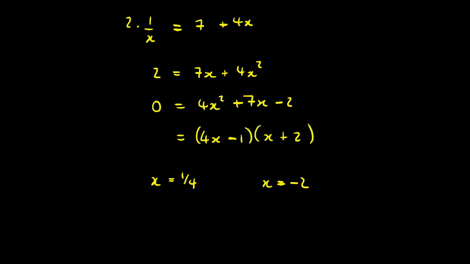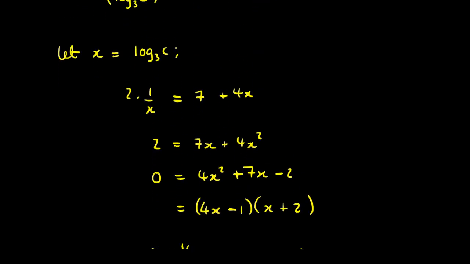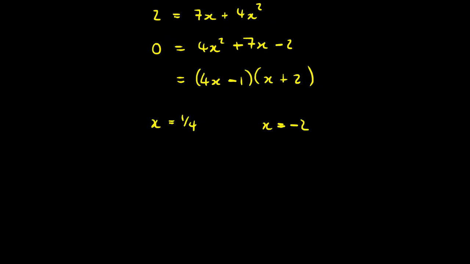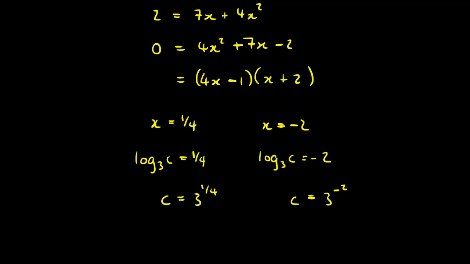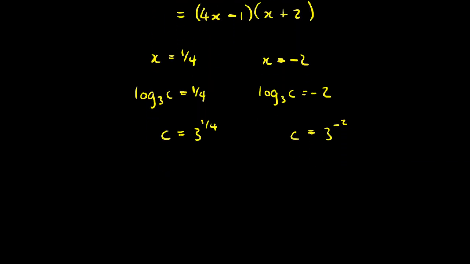Now, we know that x is actually equal to log base 3 of c. That was our substitution. So log base 3 of c is equal to a quarter, and log base 3 of c is equal to negative 2. Then c is going to equal 3 to the power of a quarter, or c is going to equal 3 to the power of negative 2. The power of negative 2 is the same as 1 upon 3 squared, so that's 1 upon 9. And 3 to the power of a quarter is the fourth root of 3. We just use a little bit of indices rules there.